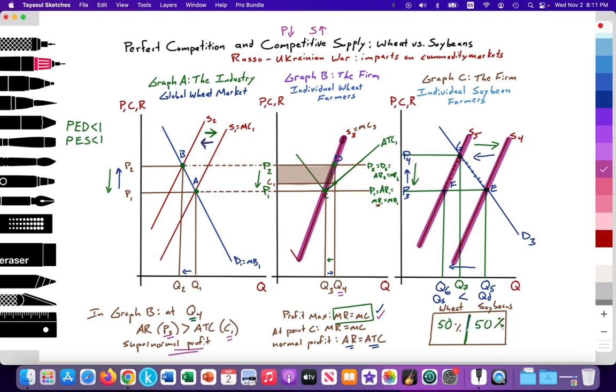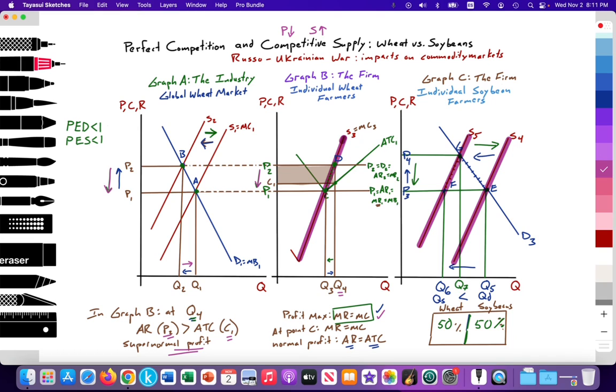Supernormal profit will attract more firms into wheat production and into the industry. So as farmers switch away from, let's say, soybean production towards wheat production, collectively trying to take advantage of that supernormal profit, they will increase the global supply of wheat. Thus, in graph A, the supply of wheat increases from S2 to S1, setting an equilibrium at point A, which drives price down from P2 to P1 and increases the quantity supplied and demanded from Q2 to Q1. That becomes the reduced perfectly elastic price that all wheat farmers must accept. It falls from P2 to P1 in graph B.